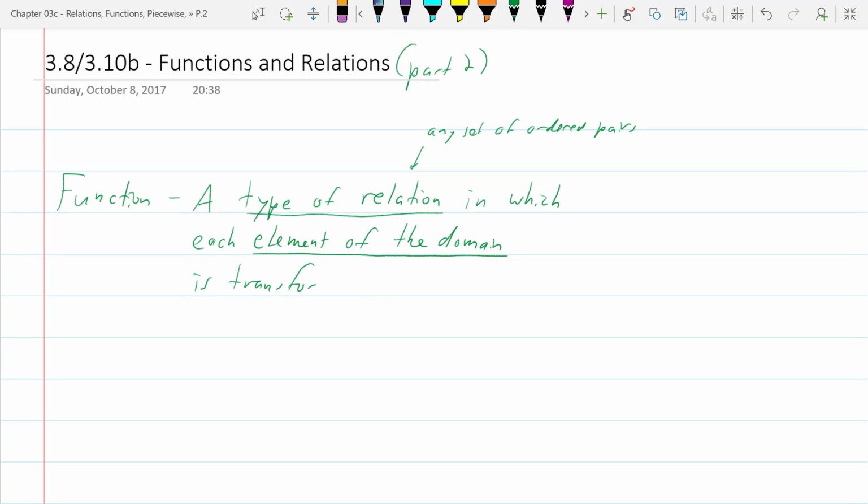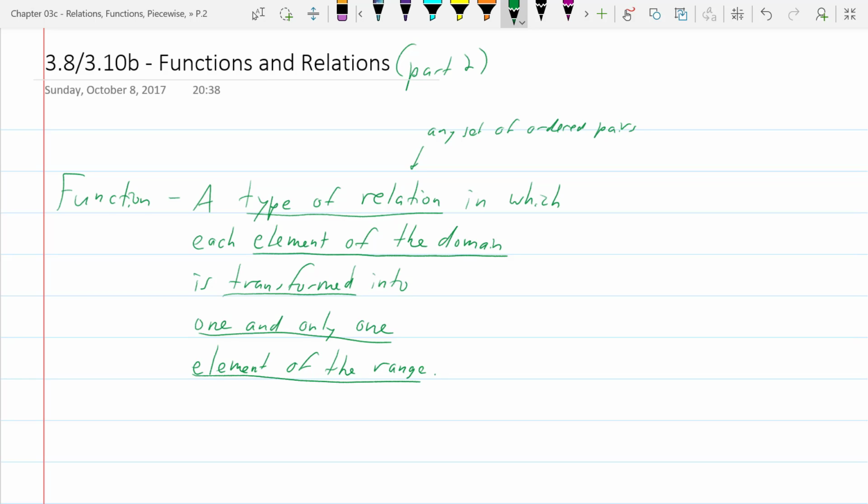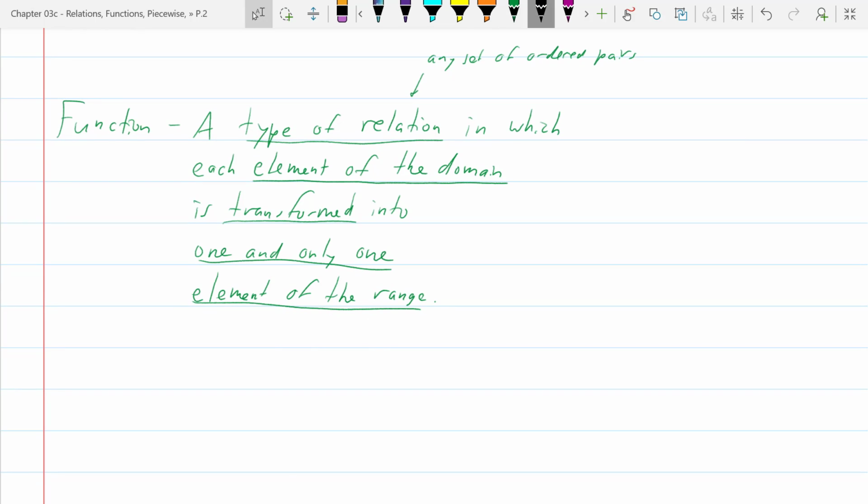Is transformed into one and only one. That's important as well. That means an if and only if type statement. One and only one element of the range. So get that down, use Quizlet or whatever you need to memorize that, but by tomorrow we're expecting that 100% memorized, and we're not kidding about that.